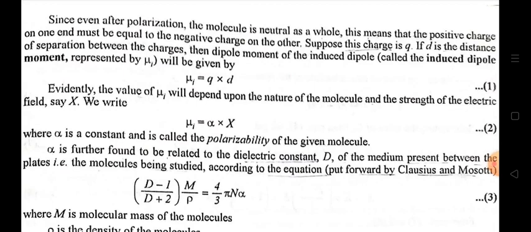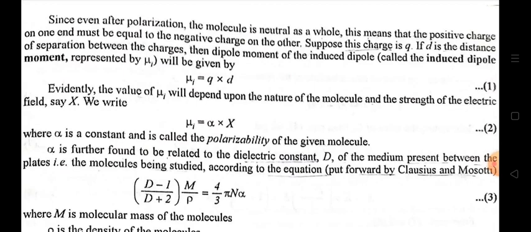Evidently, the value of mu I will depend upon the nature of the molecule and the strength of the electric field. Say X, we write mu I = alpha × X, equation 2, where alpha is a constant called the polarizability of the given molecule. Alpha is further found to be related to the dielectric constant D of the molecule present between the plates.